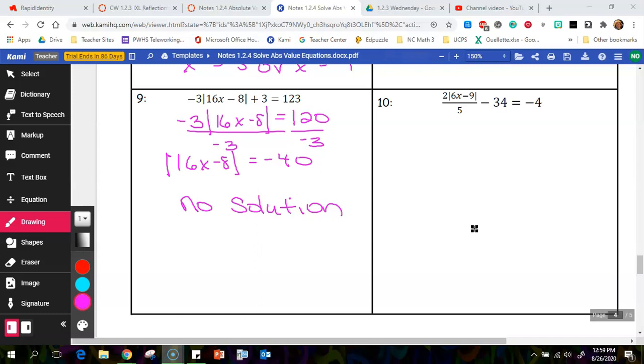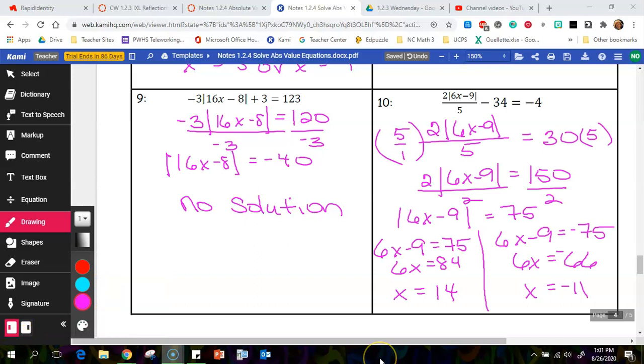All right, pause your video again. On this one, you're going to add 34 and then you're going to multiply times 5. I'll tell you that, but pause your video again to see if you can get this one. So in this one, you would add 34 over here and get 30. Then you multiply times 5 on both sides, get 150 over here, and then you divide by 2 on both sides, and so you get absolute value expression equals 75, and then break it up into 2 equations, 75 on one and negative 75 on the other one, and then solve for x, and you get 14 and negative 11.